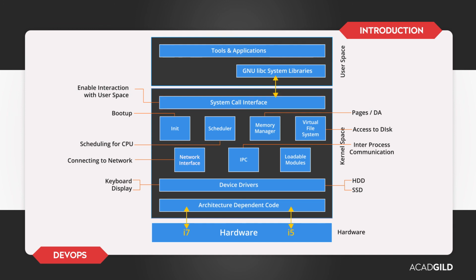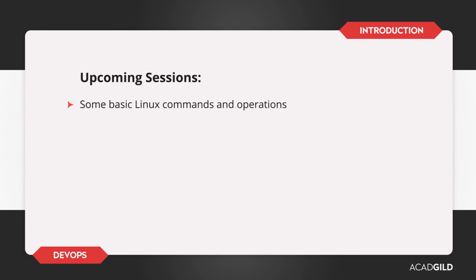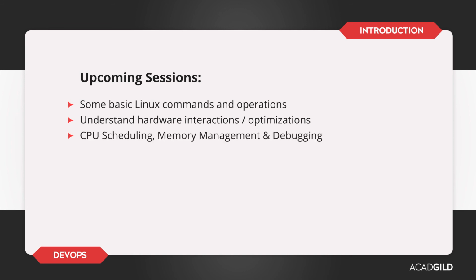Now we're going to learn more about how do we manage a Linux system and how to configure a Linux system and what else we can do with a Linux system for getting optimal performance. Next in our DevOps course, we are going to understand some basic Linux commands and some basic operations in Linux. We are going to understand hardware interactions or hardware optimizations. We are also going to understand about CPU scheduling, memory management, debugging, and various tips and tricks in Linux.